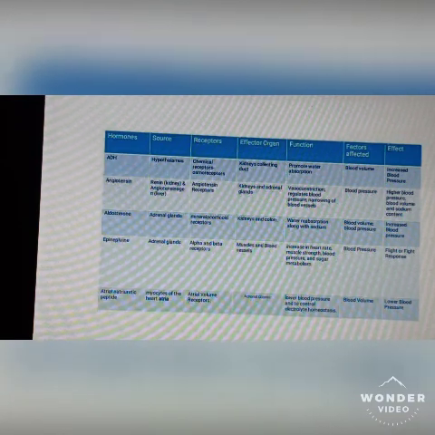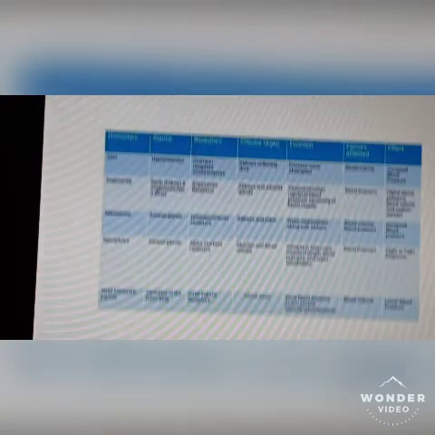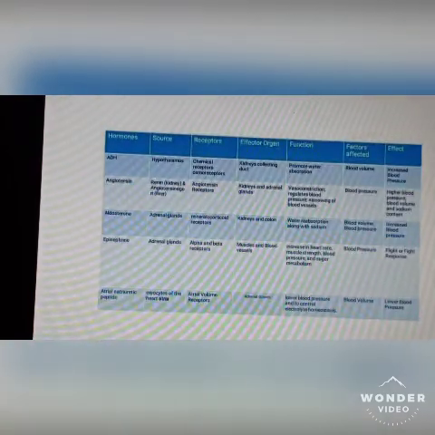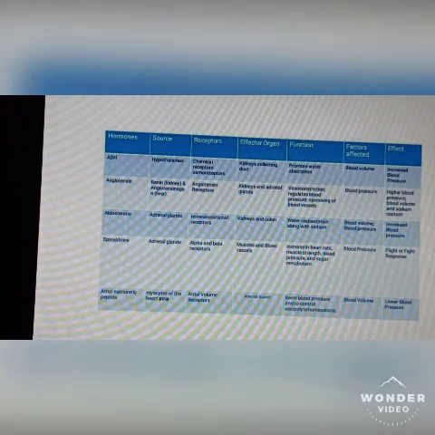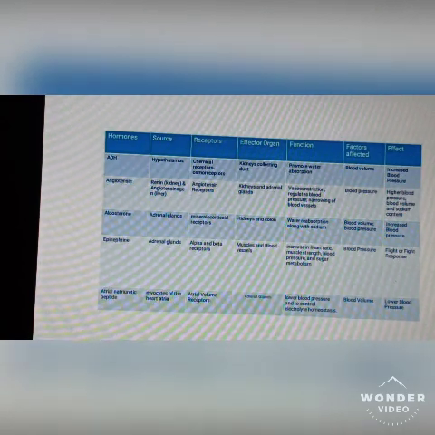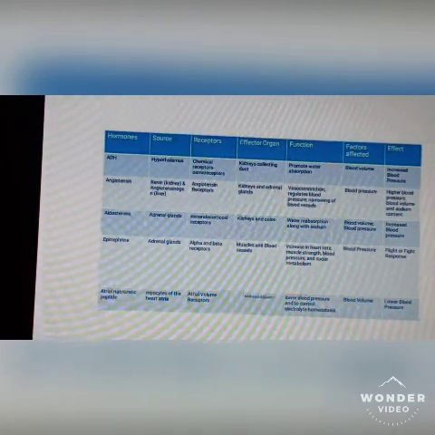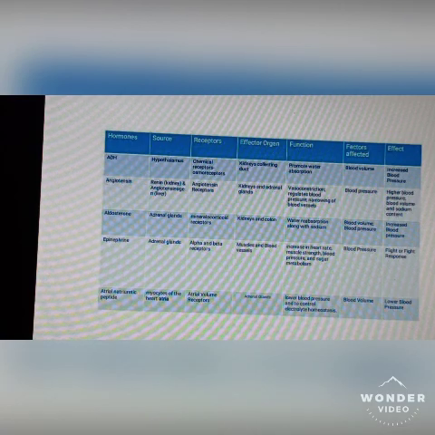Third, epinephrine. Source: adrenal glands. Receptors: alpha and beta. Effector organ: muscles and blood vessels. Function: increase in heart rate, muscle strength, blood pressure, and sugar metabolism. Factors affected: blood pressure. Effect: fight or flight response.